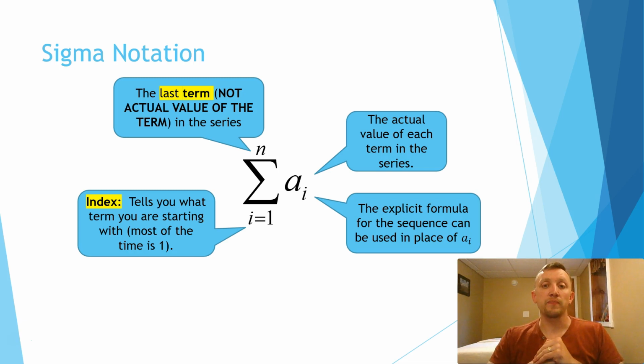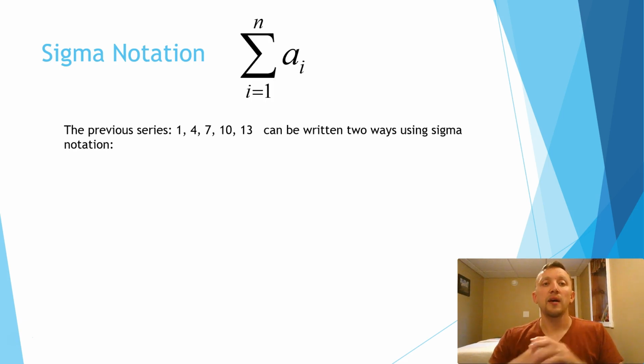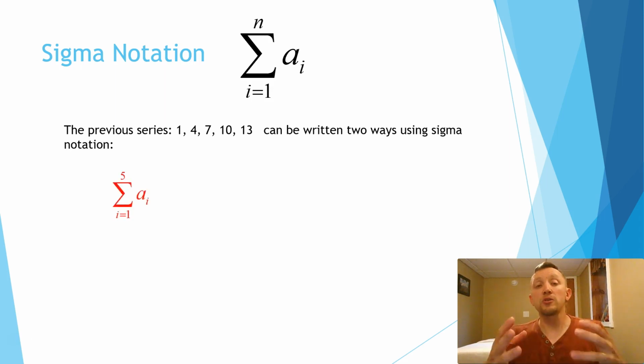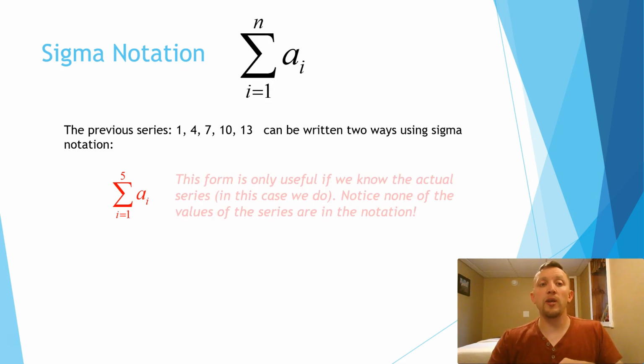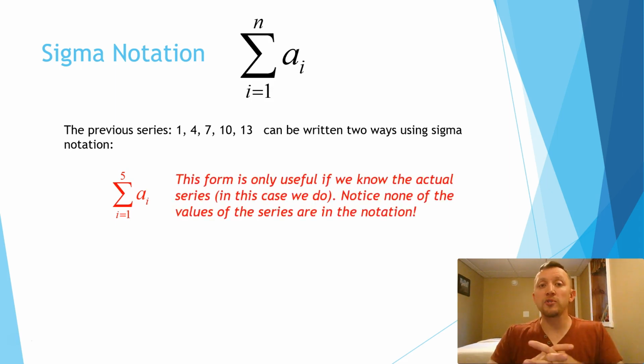Okay, so let's look at an example. Let's say we had that previous series 1, 4, 7, 10, and 13. We can write that 2 different ways using sigma notation. Let's look at the first way. This form is only useful if we know the actual series. In this case we do, because we know the actual numbers are 1, 4, 7, 10, and 13.